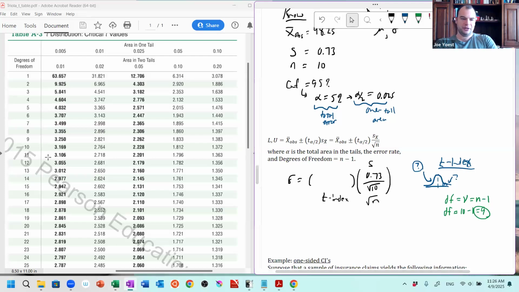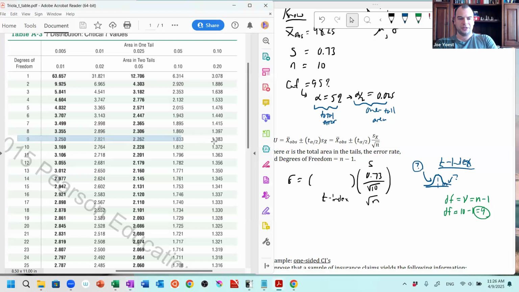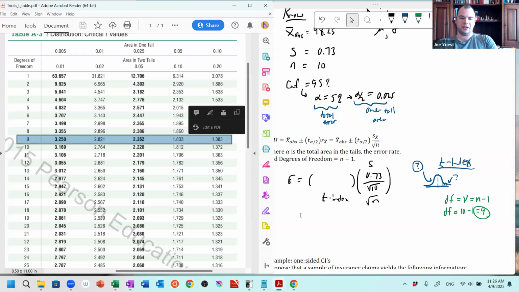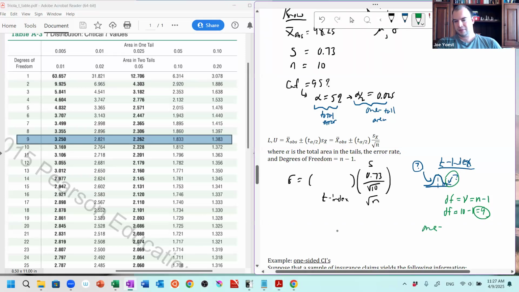Okay, so we have degrees of freedom 9. That tells us which t distribution we're working with, the t distribution represented in this line here. The other thing I need is my one-tail area. For 95% confidence, the area between the two tails is 95%. The combination of the two tails is then 5%, and a single tail is 0.025.